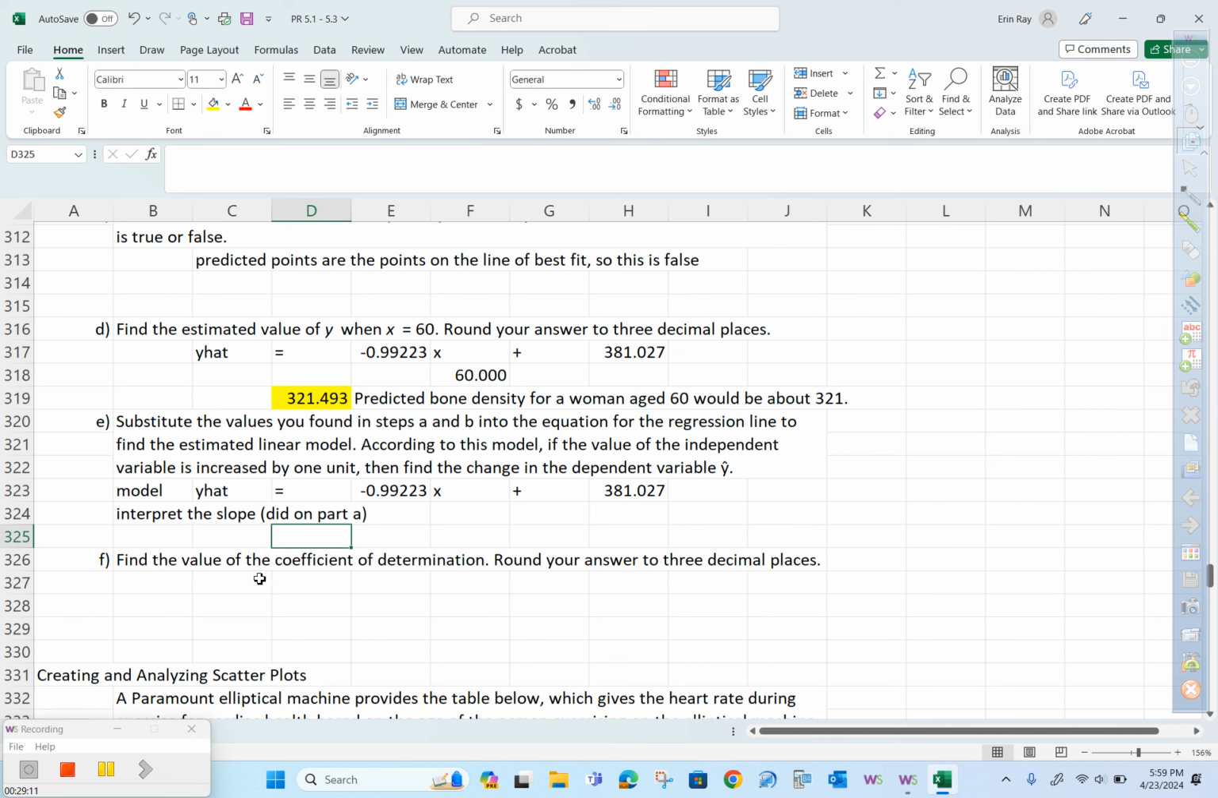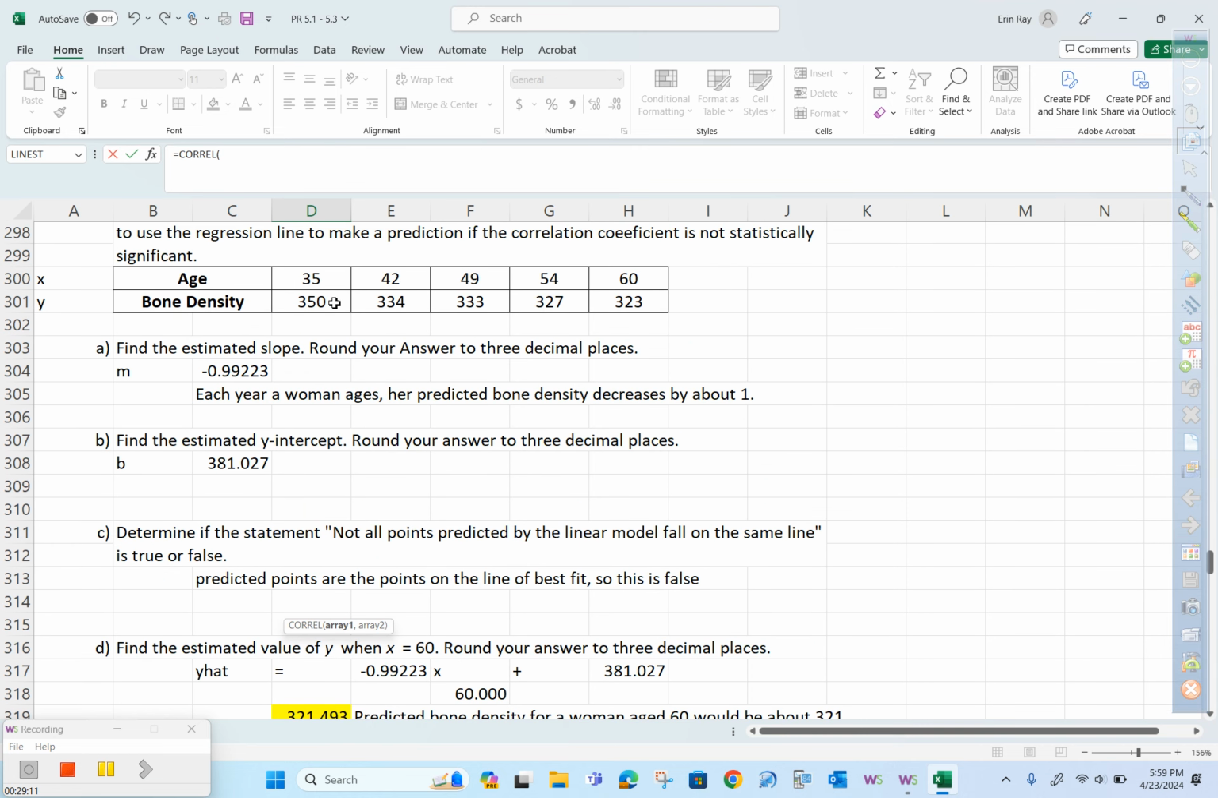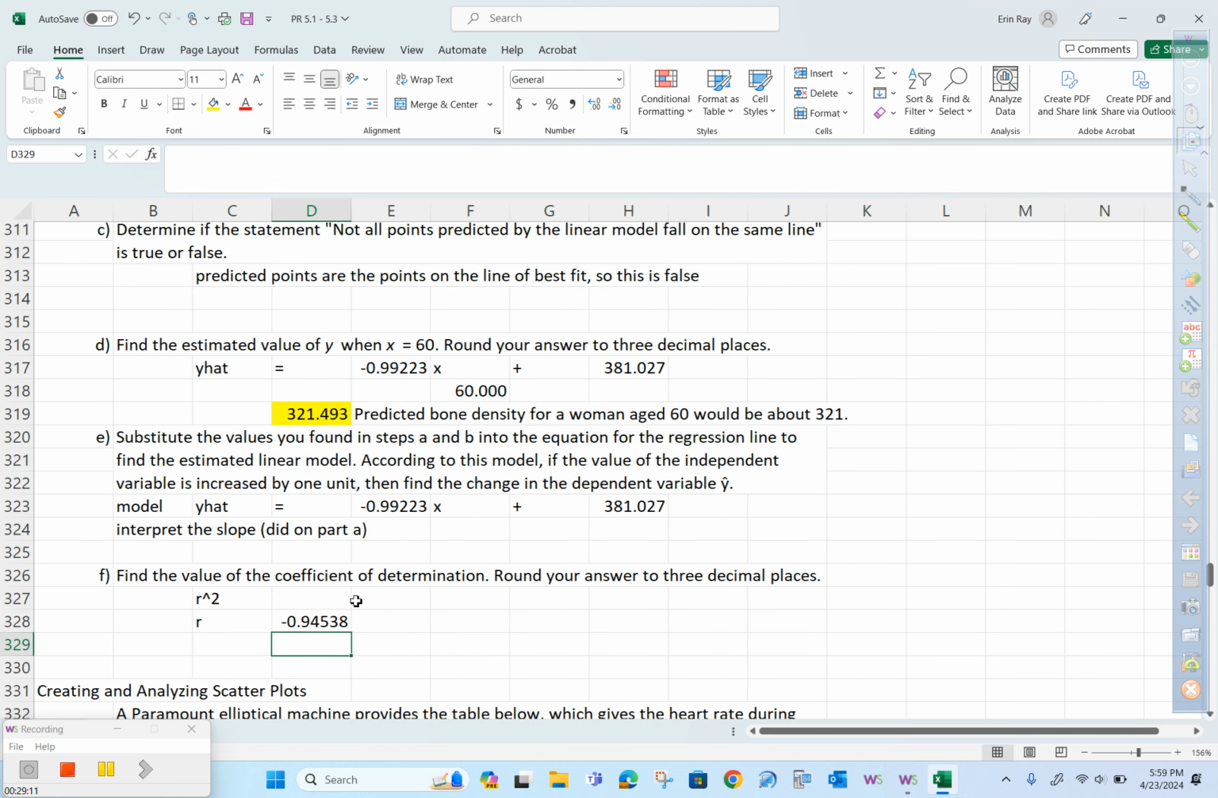Last part here, find the value of the coefficient of determination. Remember, that is r squared. So we need to find r first. Okay, so to the side, we're going to do equals correlation coefficient. That's r. Go back up to our values. Doesn't matter the order for this one. I'm going to do y first, comma, then x. Okay, we have for this one, relatively strong linear negative relationship between the two variables.